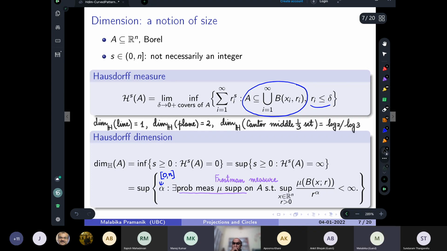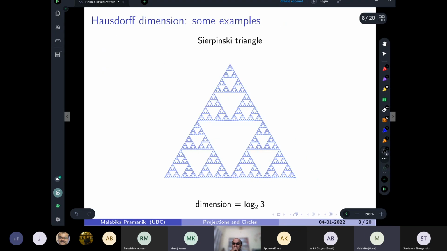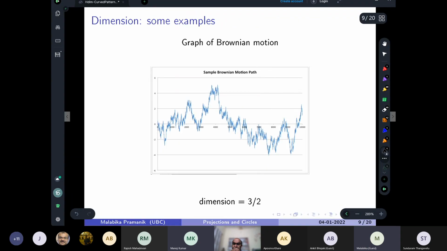Okay. And similarly, there are lots of very interesting fractals. I've just included two examples here: the Sierpinski triangle, whose dimension is log 3 to the base 2, and the graph of Brownian motion, whose Hausdorff dimension is 3/2. Okay.